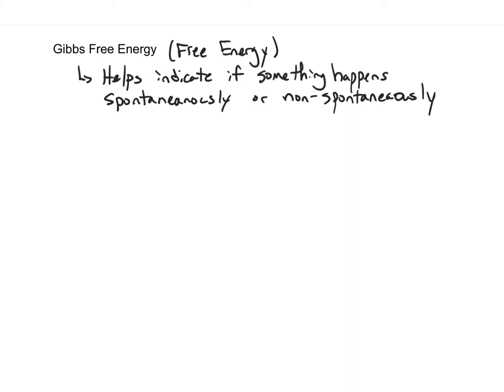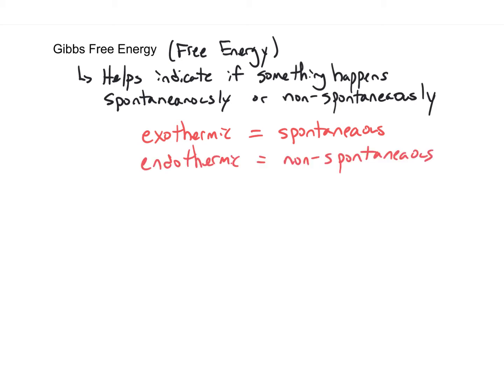Remember back at the end of video lesson number 1, we talked about how scientists used to think that anything that was exothermic was spontaneous, and anything that was endothermic was non-spontaneous. But we know that there are some things that are endothermic that do happen spontaneously. So enthalpy, or delta H, can't be the only indicator to determine whether or not something happens spontaneously or non-spontaneously. Enthalpy alone cannot be your only determining factor.